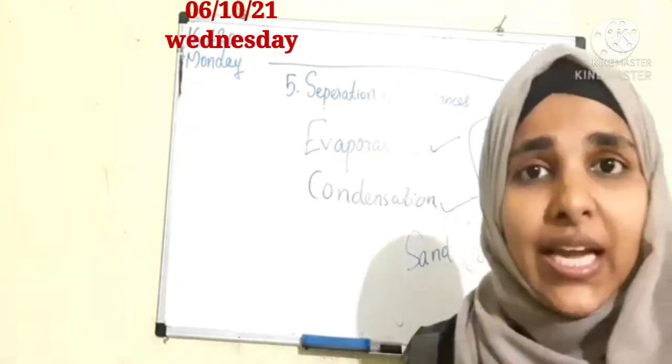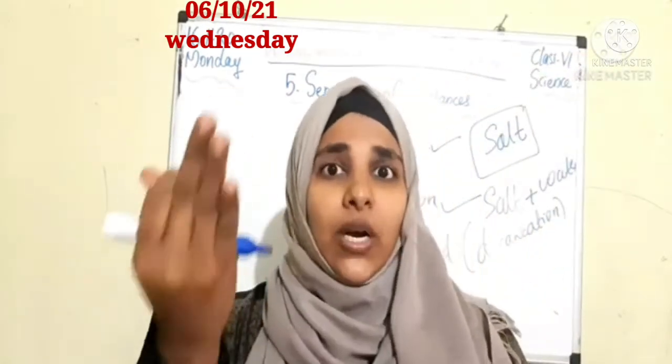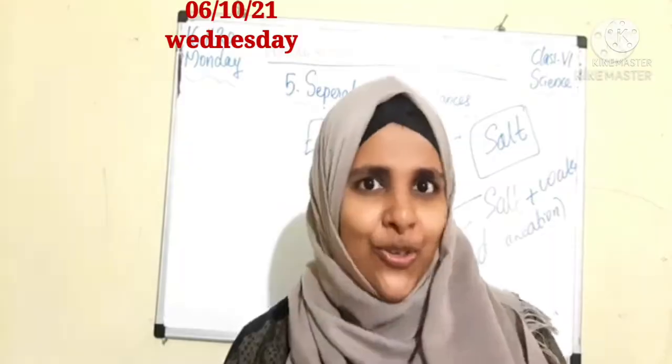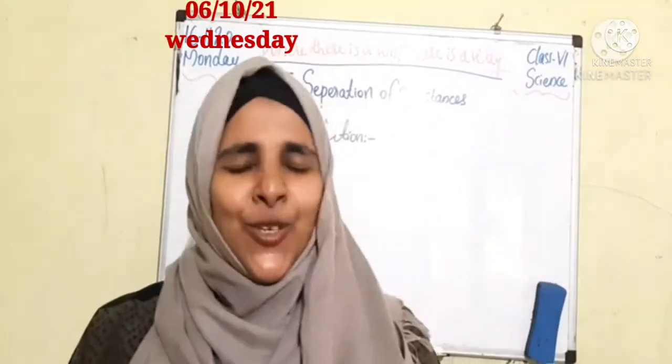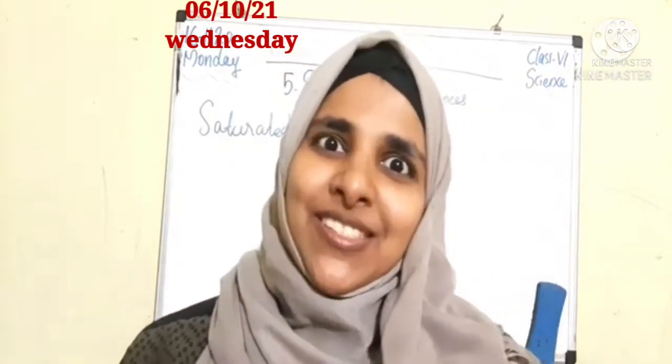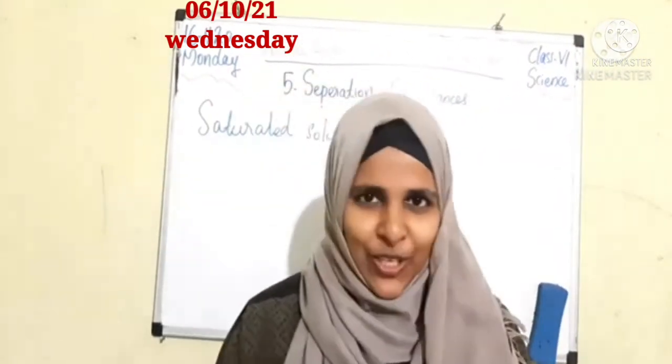Okay. Now we get salt, sand and water separately. Clear, all of you? By sedimentation and decantation, we separated sand. And we separated salt and water by evaporation and condensation. So we used different methods of separation for separating a mixture of substances. Clear, all of you? Children, today's class is full of experiments. It is a very interesting class for you, I think.